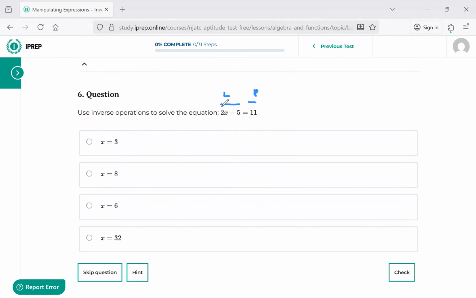So what would I do first? Get rid of this negative 5. How so? By adding 5, because what's the opposite of subtraction? Addition. So you get 2x equals 11 plus 5 is 16. And then to solve for x, you're going to get rid of this 2. And to do so, I'm going to divide both sides by 2. And then 16 divided by 2 is 8. So that's my final answer.